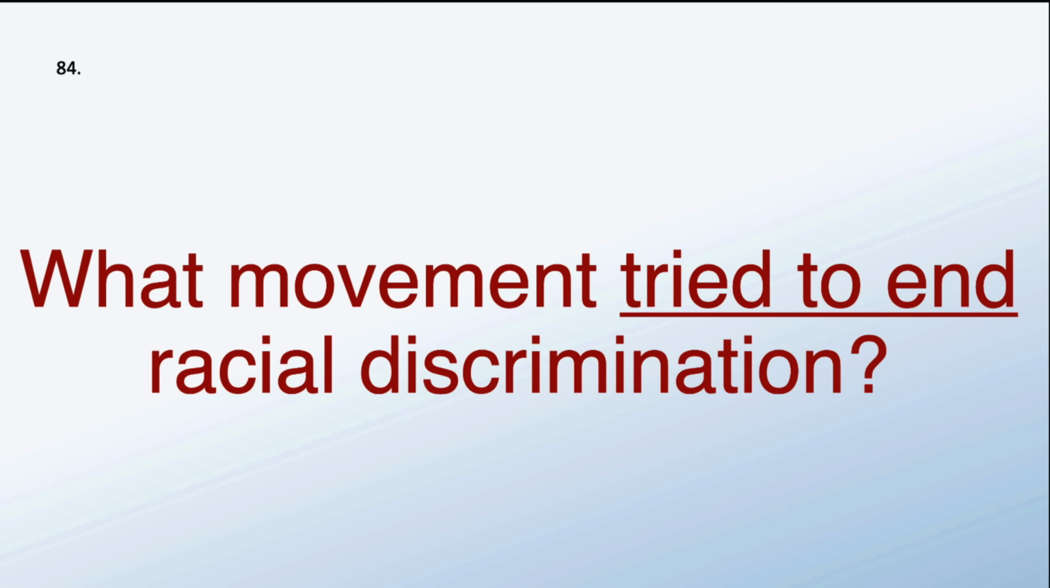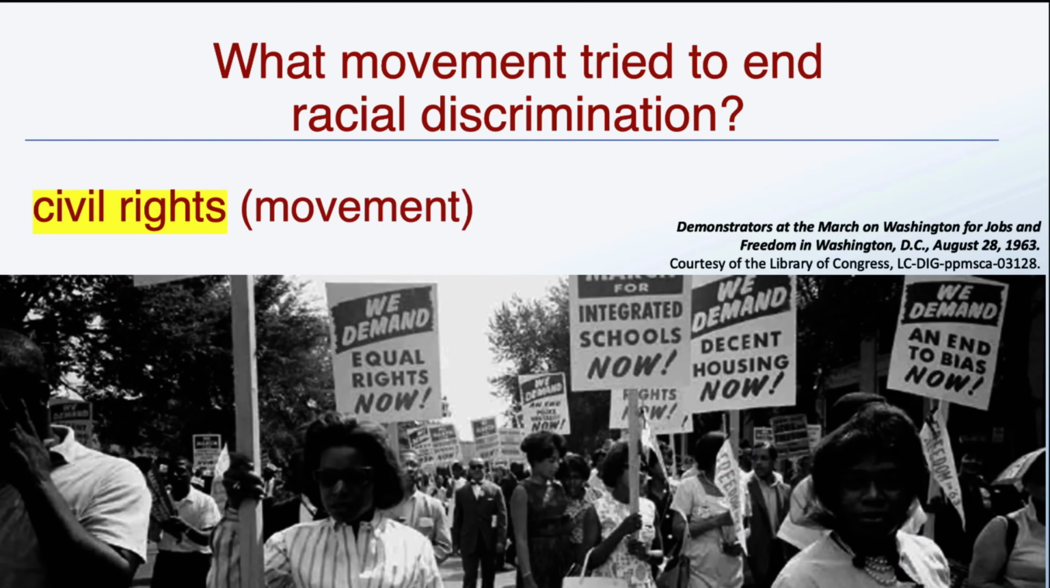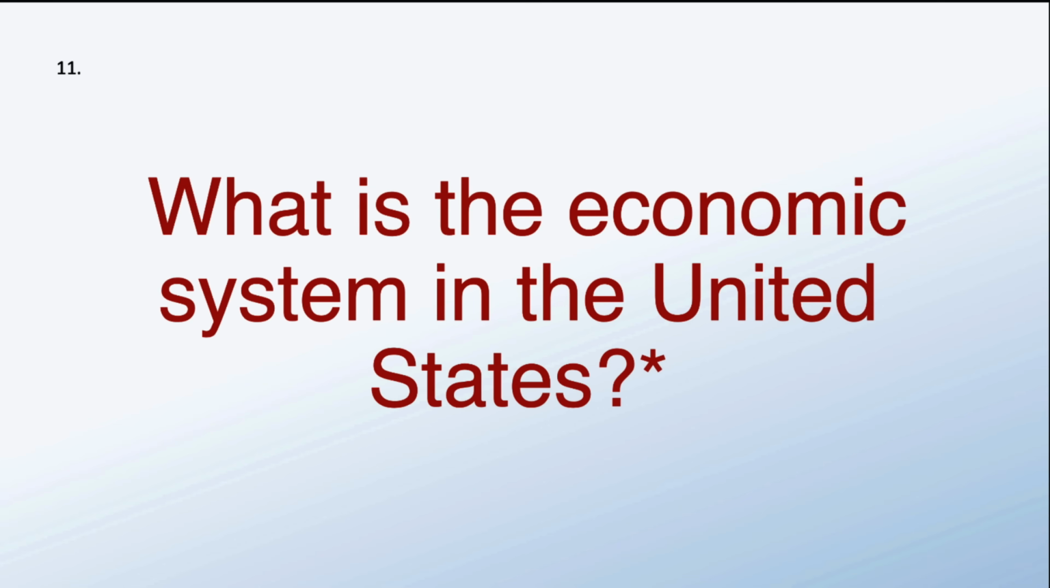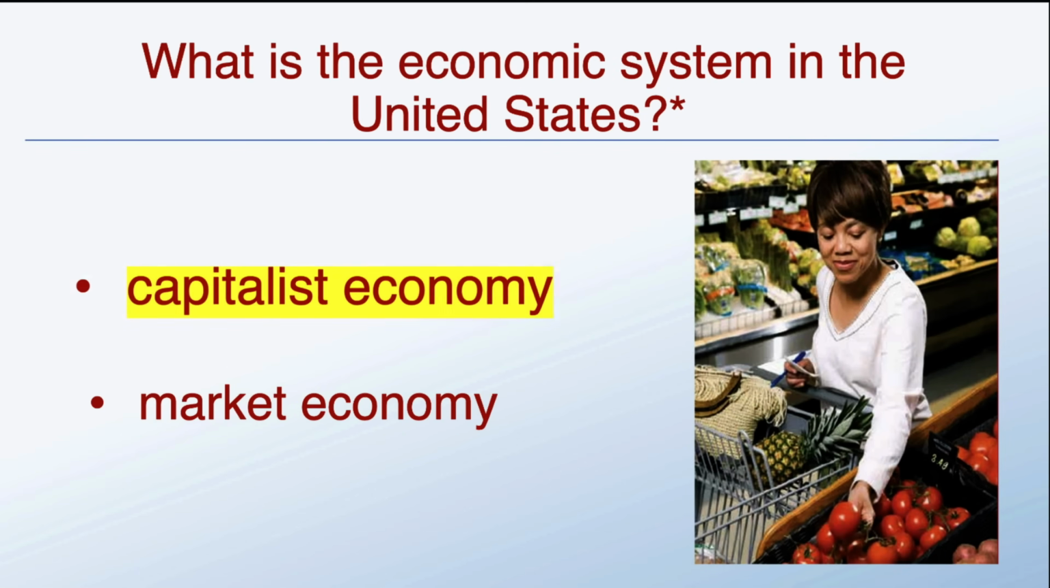What movement tried to end racial discrimination? The Civil Rights Movement tried to end racial discrimination. What is the economic system in the United States? It's a capitalist economy. The other answer here is market economy. If that's easier to say, that's fine. Either answer is correct.